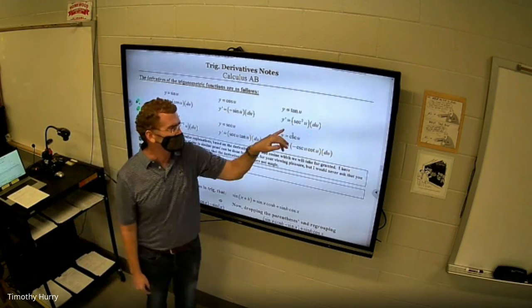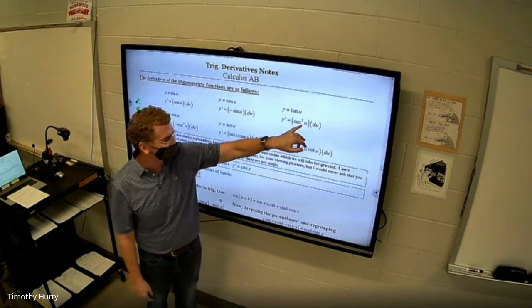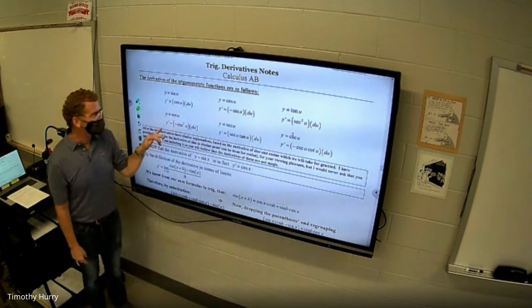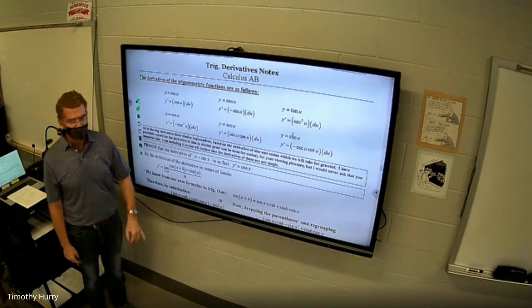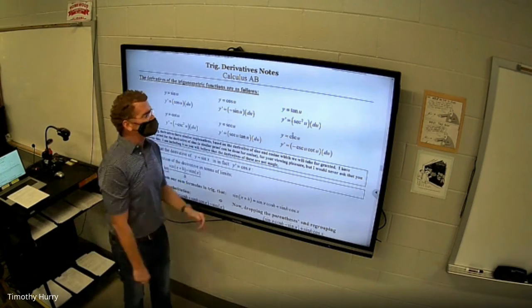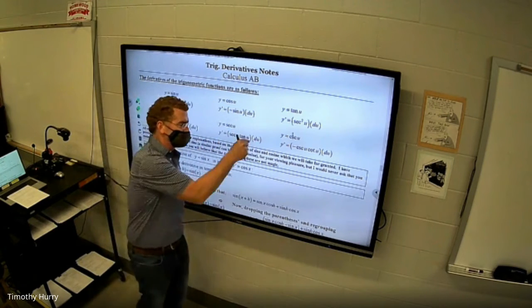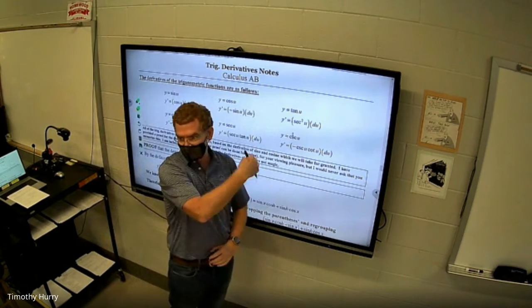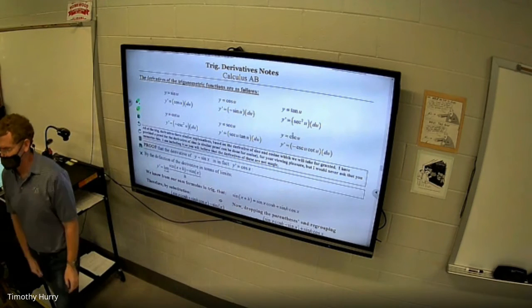Derivative of tangent is secant squared. So derivative of tangent blah is secant squared of the blah times the derivative of the blah. The derivative of cotangent is negative cosecant squared of the blah, times the derivative of the blah. The derivative of the secant of blah is actually the secant of the blah times the tangent of the blah, and then the derivative of the blah. And the derivative of the cosecant is the negative cosecant of the blah, cotangent of the blah, times the derivative of the blah. Now, do you notice any patterns?